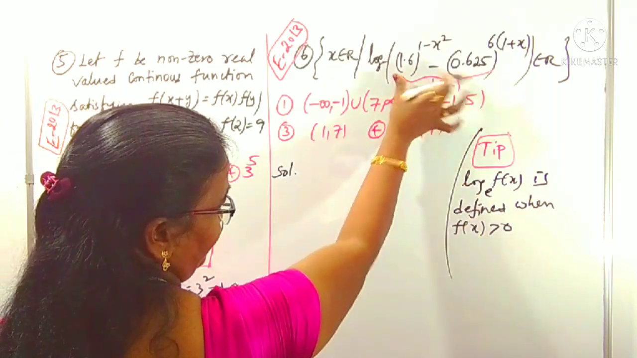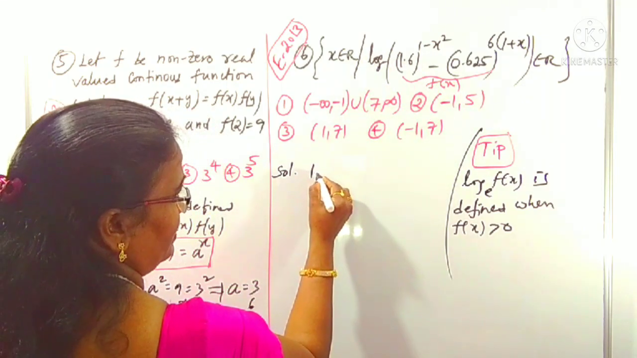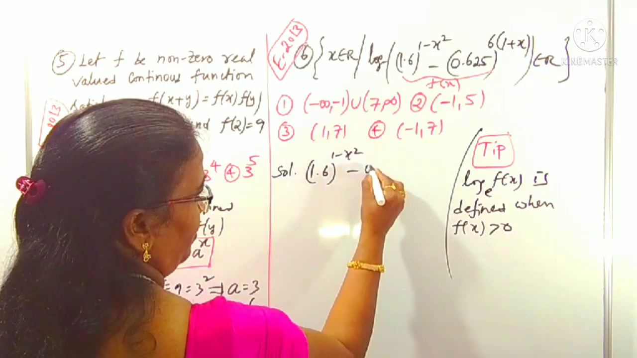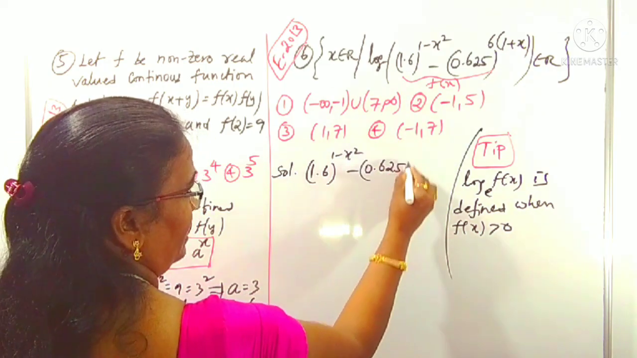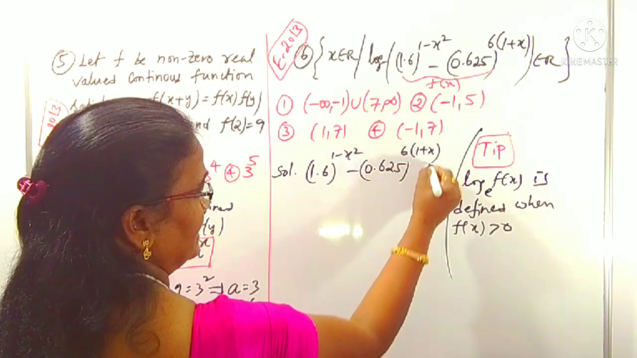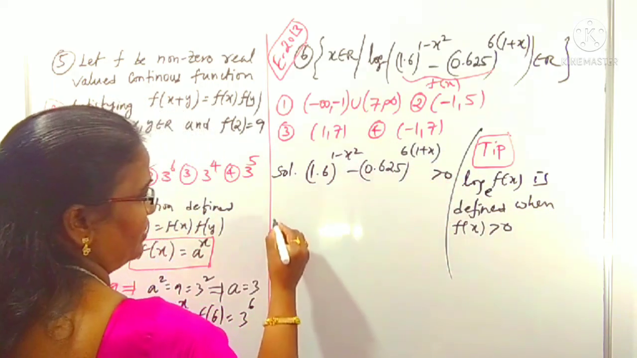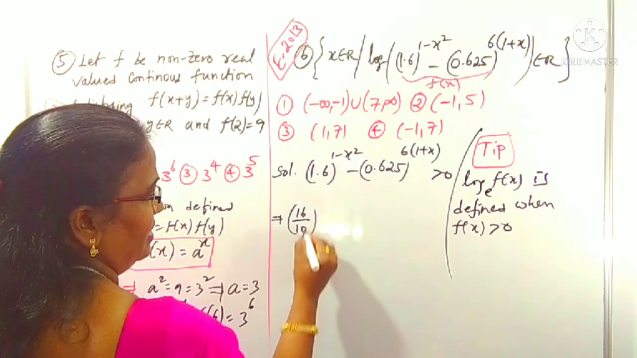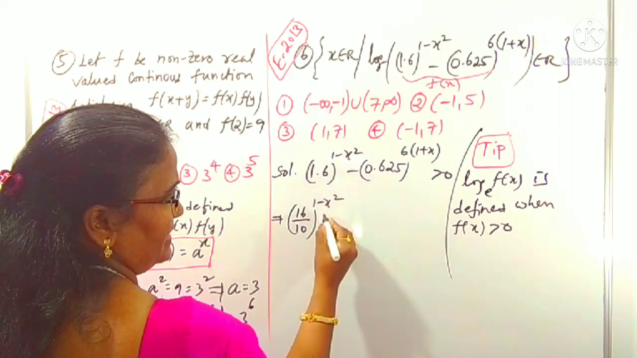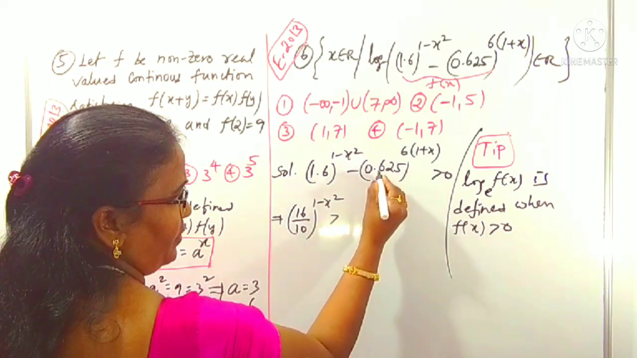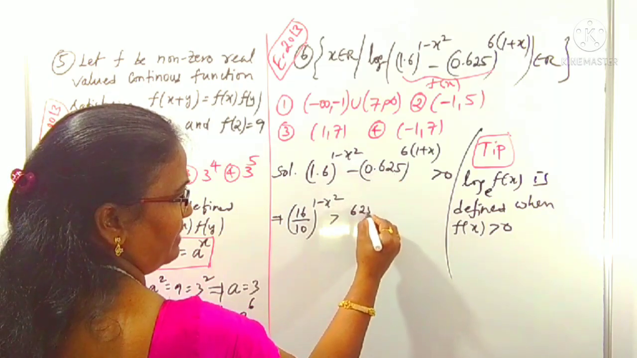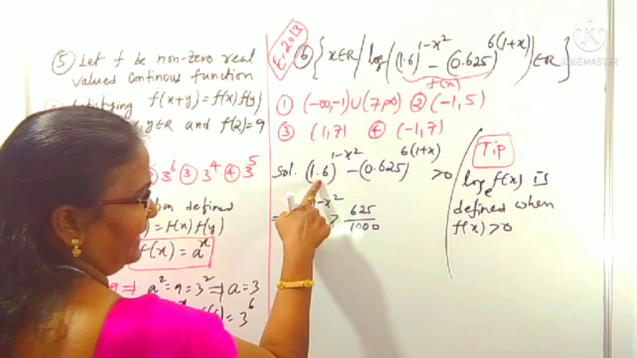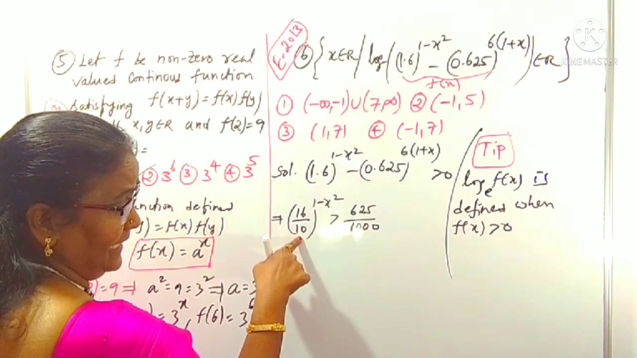f of x, that is, 1.6 whole power 1 minus x square minus 0.625 whole power 6 of 1 plus x is greater than 0. Okay, from this, 1.6 we can write as 16 by 10 whole power 1 minus x square. By taking this minus to that side, it becomes plus, greater than 0.625. You can write 625 by, after the decimal there are 3 digits, so we can divide by 1000. After 1 decimal digit, it is divided by 10.